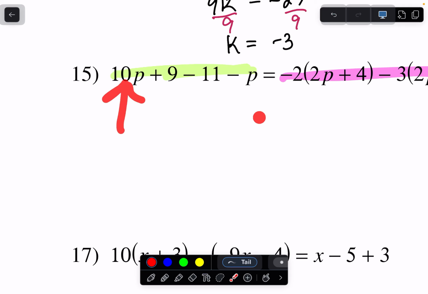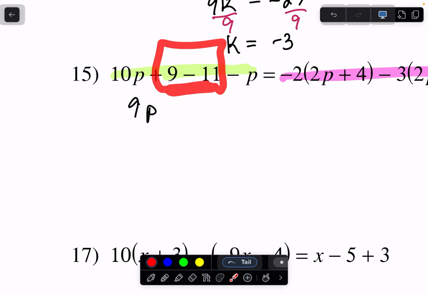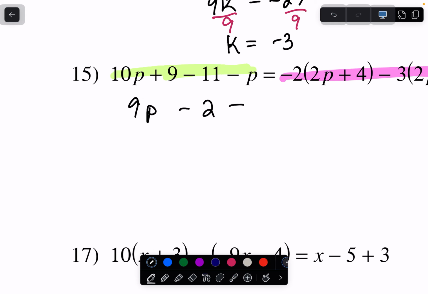So we can combine the p's. 10 p's take away p is 9 p's. We can combine the just numerical things. 9 minus 11 is negative 2. So the left side in 15 is a lot nicer than the right side because we don't have to distribute or do anything funky. So we've got it down to 2 terms. So we're done with the left side at the moment. Can't go further. Okay, everybody good with the left side of 15?